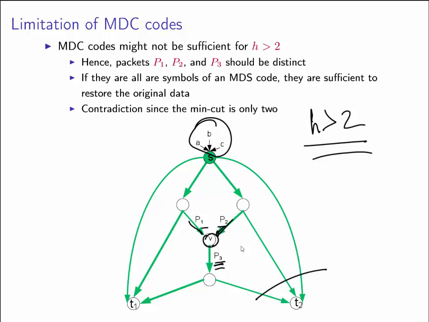So in general, we will not be able to use them for the more general case of h greater than 2, and therefore we need a specialized algorithm for constructing a network code that will suit any network, not just the case of h equal to 2.